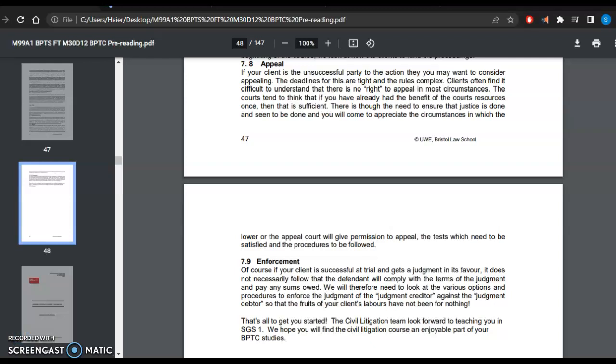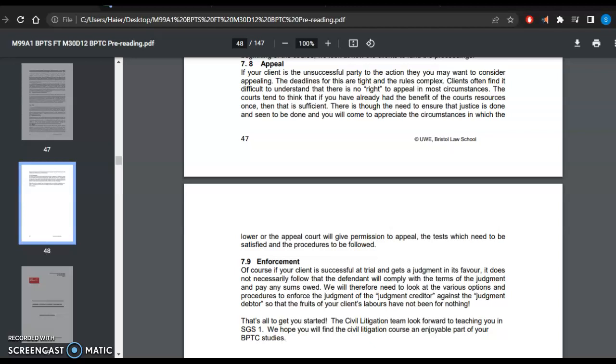After the trial has been concluded, then comes the stage of appeal. If your client is the unsuccessful party to the action, you may want to consider appealing. The deadlines for this are tight and the rules complex, so you have to comply and appeal to the Court of Appeal within the deadline period.